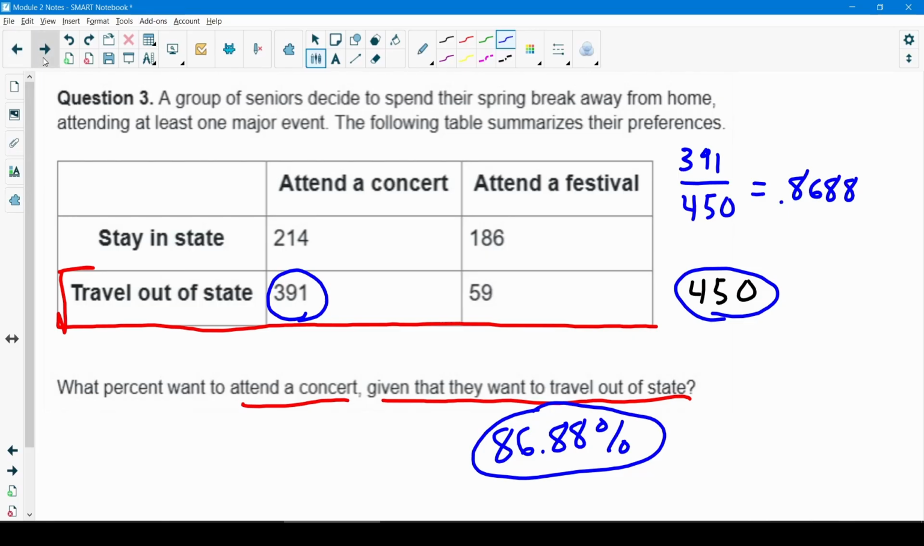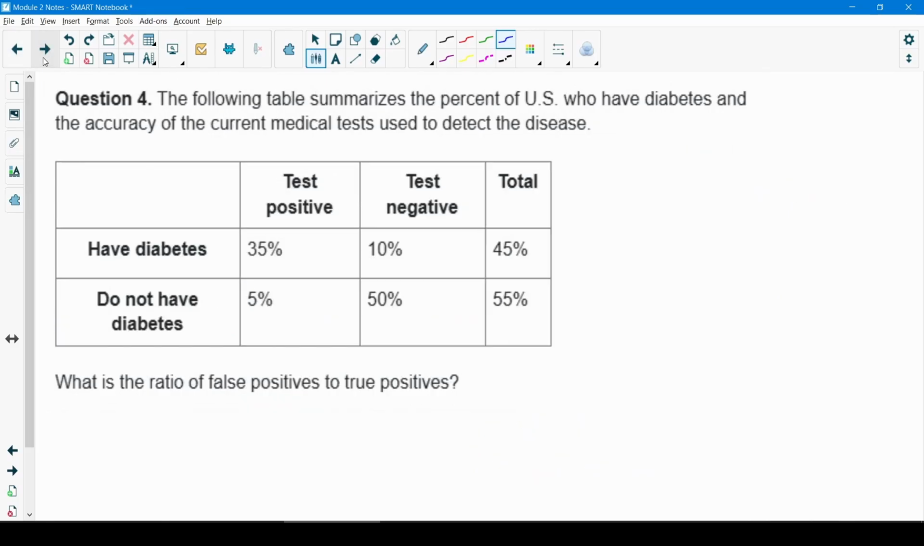Let's do one more. So here's another table. The following table summarizes the percent of the U.S. who has diabetes and the accuracy of these current medical tests used to detect the disease. What is the ratio of false positives to true positives? So I'm looking at the ones that tested positive. That's going to be this column. And the false positives here, those were the ones that did not have diabetes. That was 5%. The true positives were 35%.